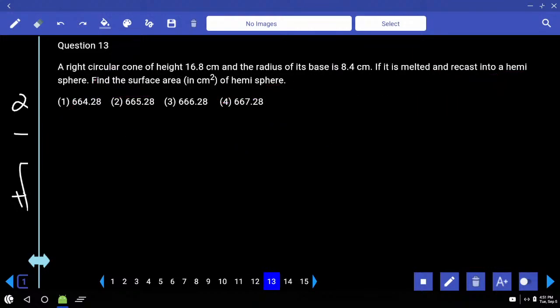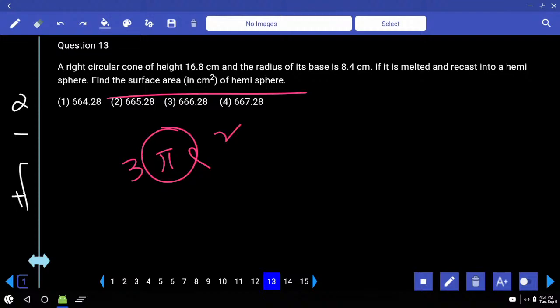Next, a right circular cone of height 16.8 and the radius of base is 8.4. It is melted and recast into a hemisphere. Surface area of hemisphere is 3 pi r square. Here it should be a multiple of 3 and 11 also. If you observe, 18.8, so this will be 19.8. Option 2, 16.8, 21.8. So option 2 is the correct answer. It is a multiple of 3 also.